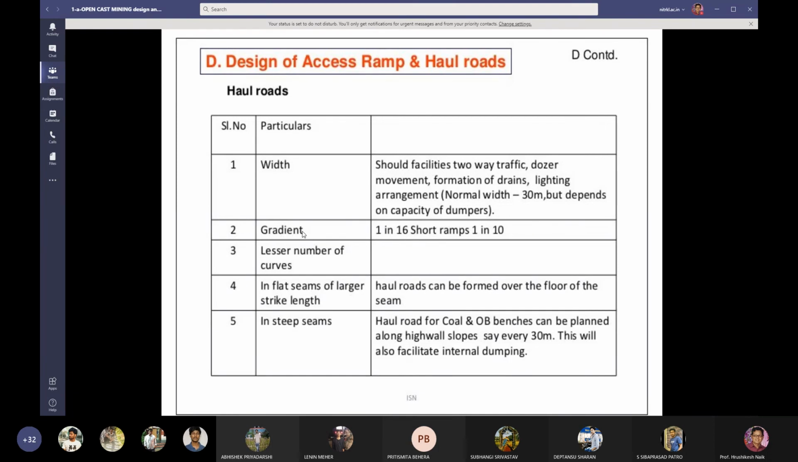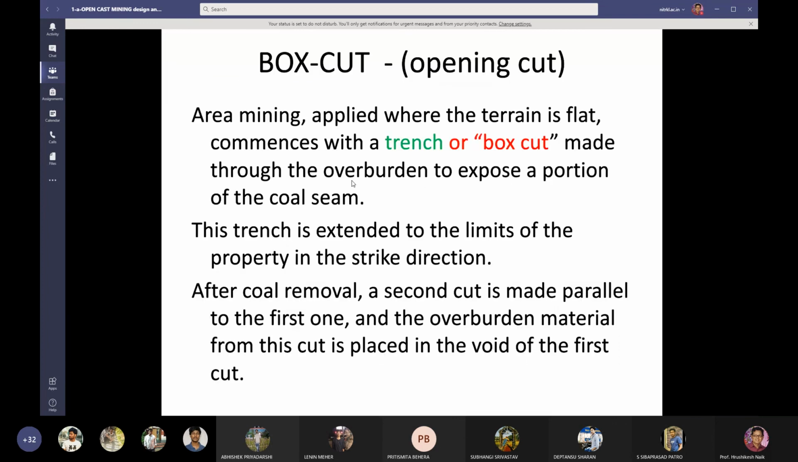Then what should be the gradient of the haul road? It should be 1 in 16. For a short ramp, it should be 1 in 10. A lesser number of curves should be there. There should not be many curves, otherwise overturning of the machine can take place. In flat seams of larger strike length, all roads can be formed over the floor of the seam. In steep seams, all roads for coal and overburden benches can be planned along high wall slopes, say every 30 meters. This will also facilitate internal dumping. So this is the way by which you design the roads and the access ramps.